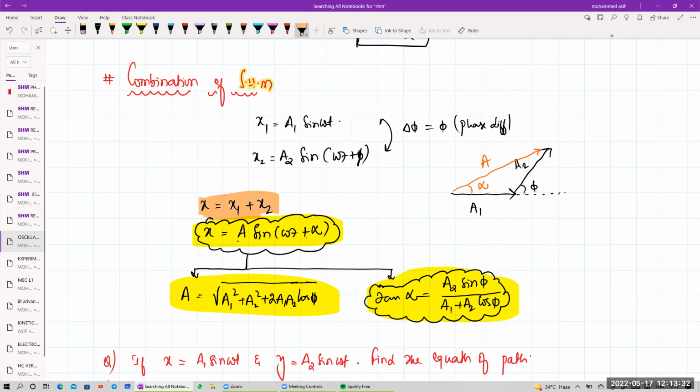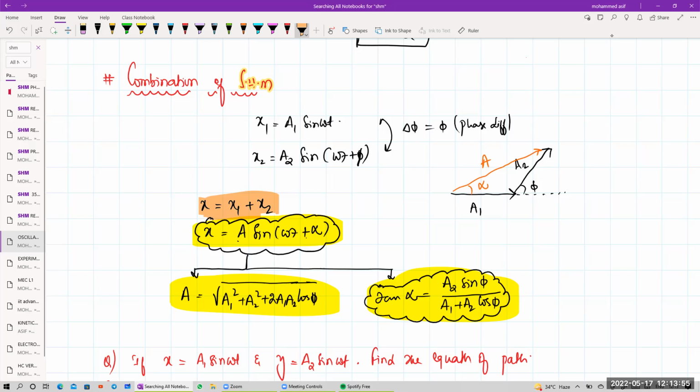So when I add these two equations, x1 plus x2, and simplify, the resultant equation I get is x equals A sine omega t plus alpha. Got it? So when I add these two equations, the resultant equation is x equals A, where A is the resultant amplitude and alpha is the resultant angle. See, this one is alpha.